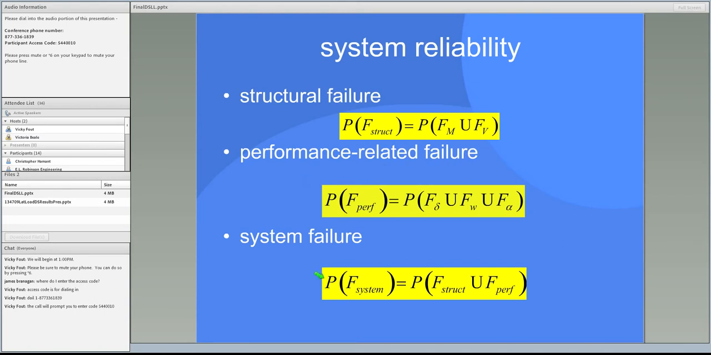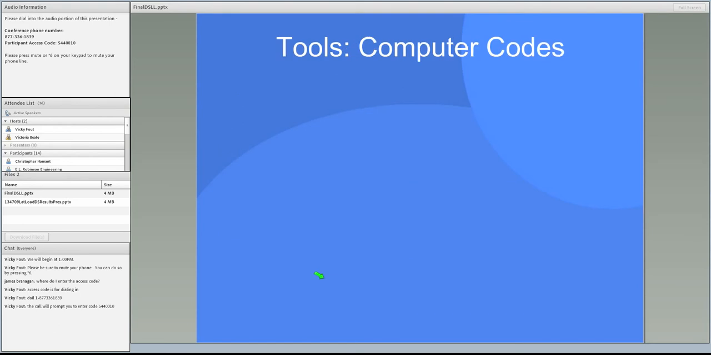But to accommodate the uncertainties in the design process, we include a reliability tool that we use to calculate the failure probability. And we consider various sources of uncertainty.